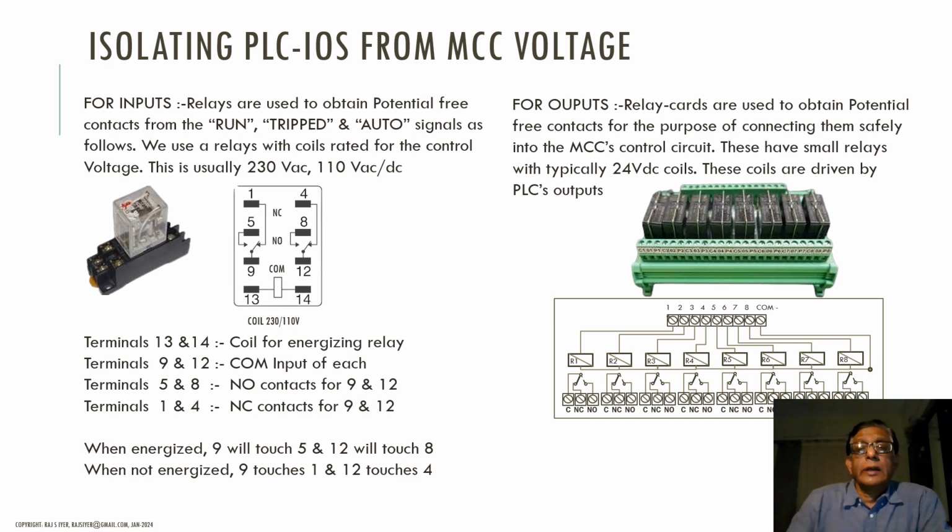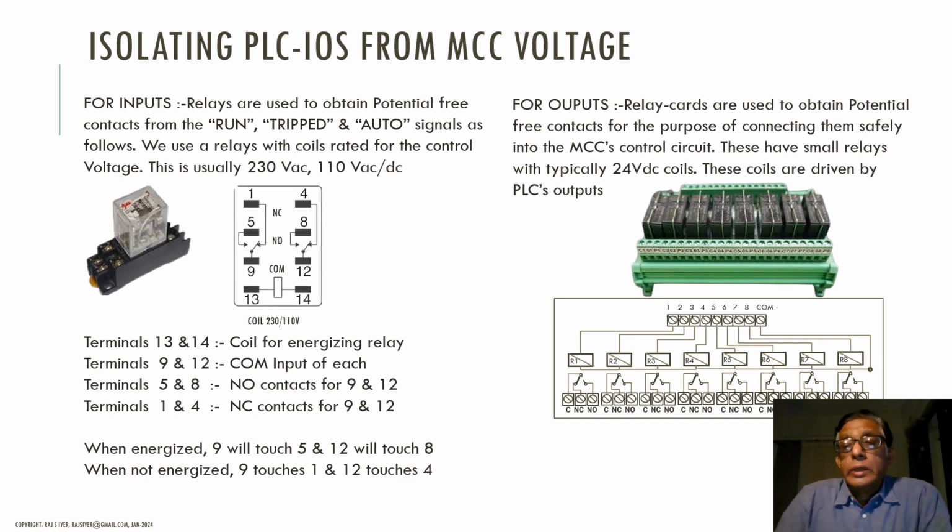Okay, what you see on the right hand side is an 8-channel relay card. These are smaller relays. They are single pole, single throw, meaning each relay has only one NO NC contact, and there are 8 channels of this, one corresponding to each channel. So you see the terminal diagram. It is marked by 1, 2, 3, 4, 5, 6, 7, 8 and COM.